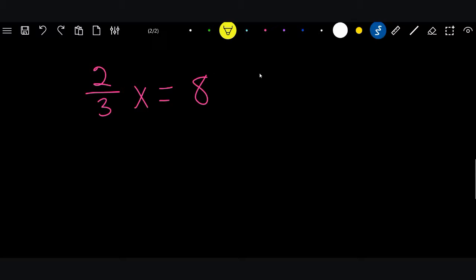And so here's what I say. I say, okay, 2/3 times x, because 2/3 is in front of the x, so it's times. And so I have to divide both sides by 2/3.